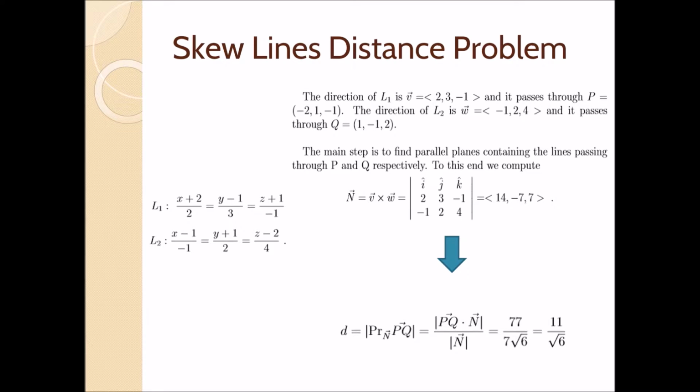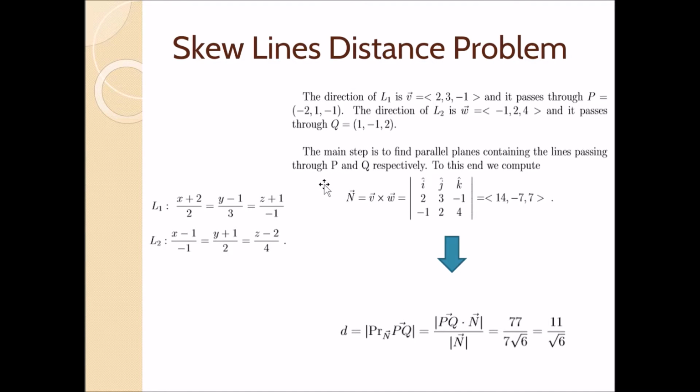We're going to do another skew lines distance problem. Here we have the direction of L1 is the vector v, which is 2, 3, negative 1, and it passes through point negative 2, 1, negative 1. The direction of L2 is going to be the vector w, which equals negative 1, 2, and 4, and it passes through point Q, which is 1, negative 1, and 2.